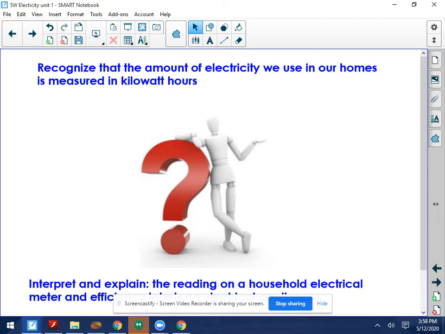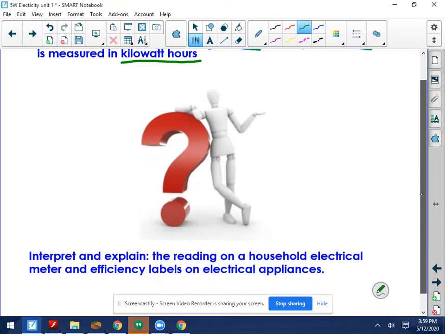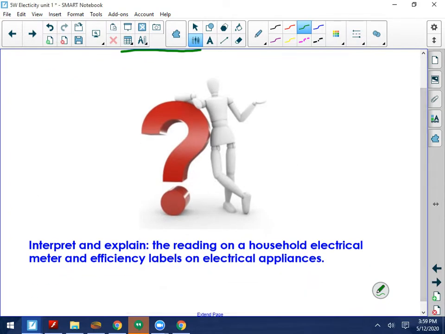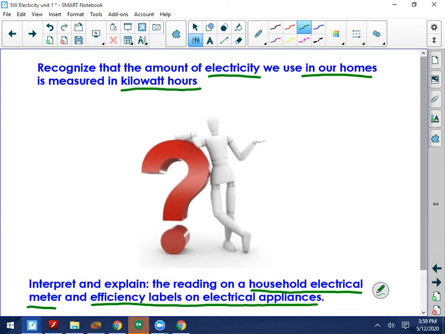So our goal is to understand that we measure electricity that comes to our homes in something called kilowatt hours. And also, if we go to the bottom of the page here, is to understand how you read your household electrical meter and the efficiency labels on electrical appliances. So three goals that we'll try and touch on in this lesson, okay?